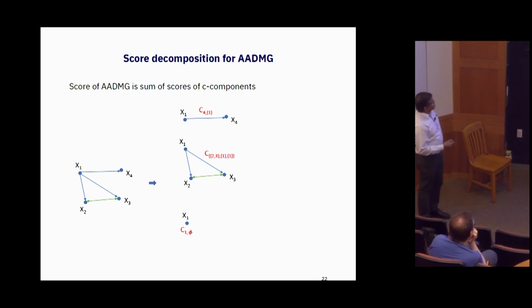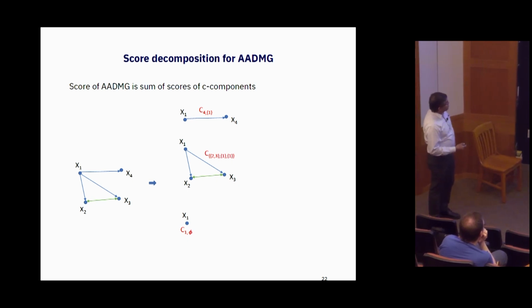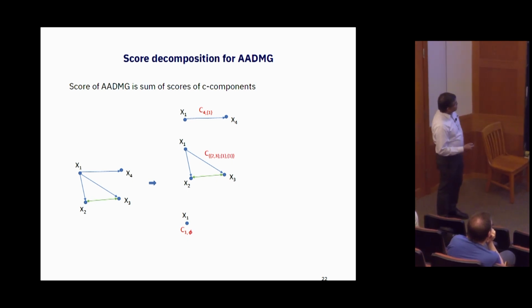This is a decomposition in terms of the C components: bidirected edge, parent, single node, and so it's a single node district. It's not connected by a bidirected edge, and it has no parents. So these three decompose this graph, and the score of the graph is the sum of these scores.